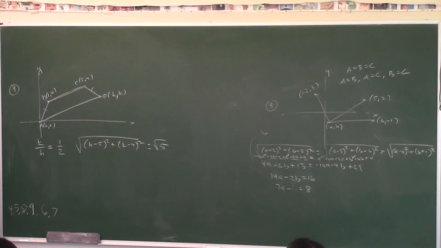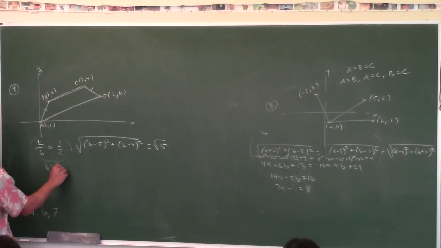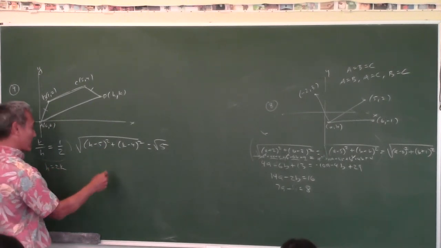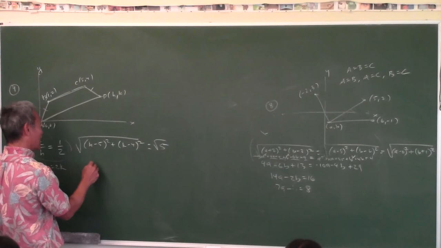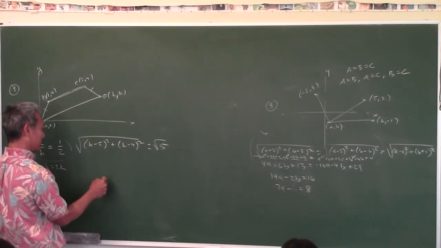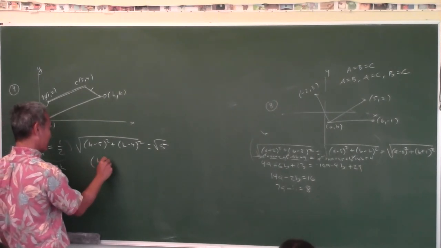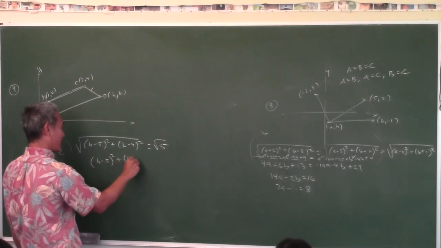Okay, you want me to start you on this? So this equation here, look, if I were me, I would cross multiply and you get h equals 2k. Now on this side, square both sides and you get h squared... h minus 5 squared plus k minus 4 squared.